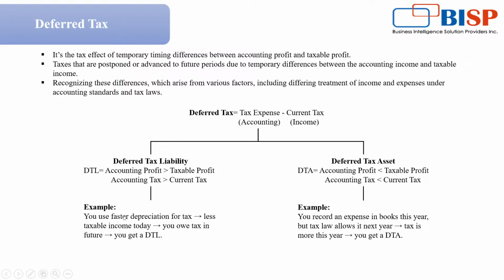If you use faster depreciation for tax, you have less taxable income today and you owe tax in future. You get a DTL, right? For the DTA, you record an expense in the books this year, but tax laws allow it next year. The tax is more this year. Fine. So now we will move forward.